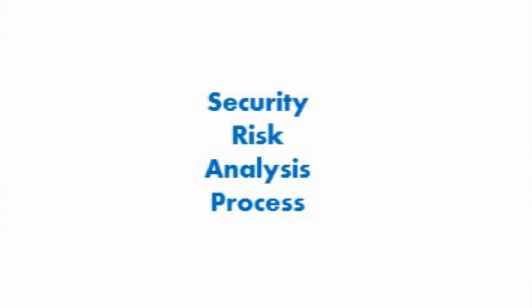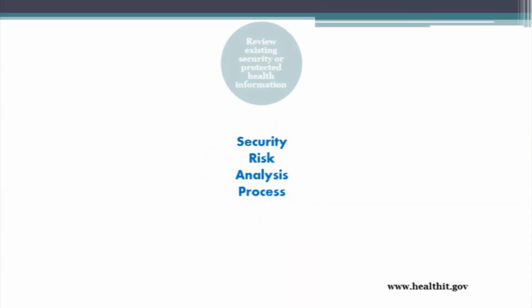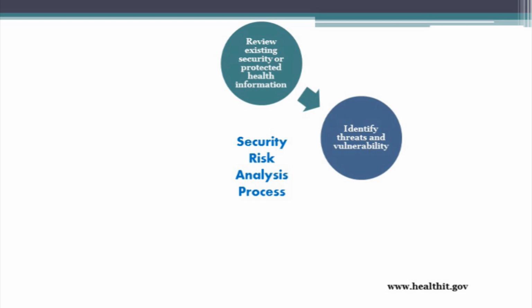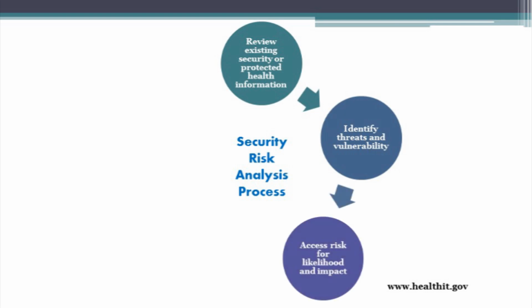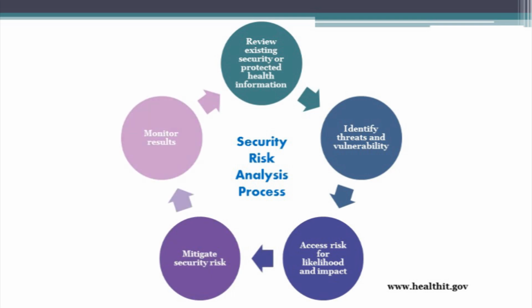So with this, let's look at how we can comply with meaningful use and how to do a risk assessment. With the security risk analysis process, you really want to look at your existing security and protected health information policies and procedures. You want to identify any threats and vulnerabilities. You want to assess for likelihood and impact, mitigate security risk, and monitor your results.